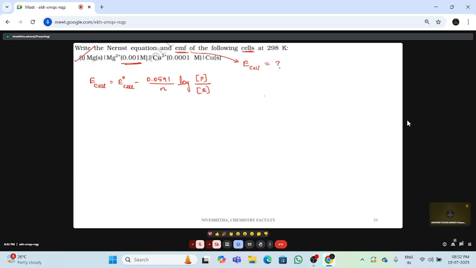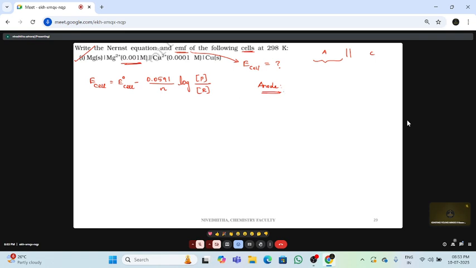Okay, so the first step is the anode reaction. Among magnesium and copper, which is anode, Kana? See, from the cell representation, the double vertical line is the salt bridge, and the left side will have the anode and the right side will have the cathode, right? So among magnesium and copper, which is anode? Magnesium. Very good.